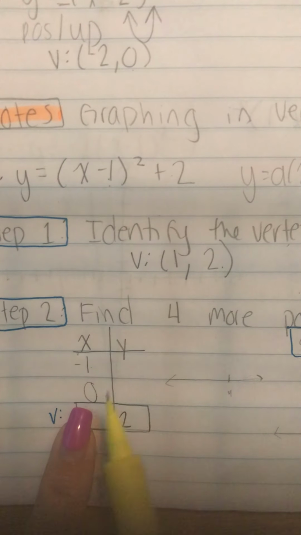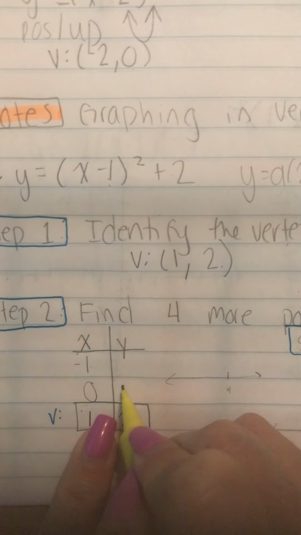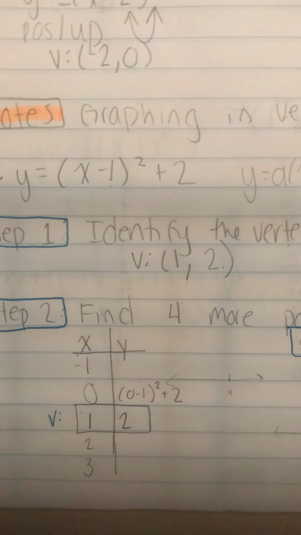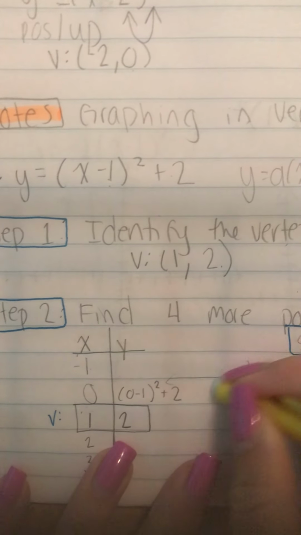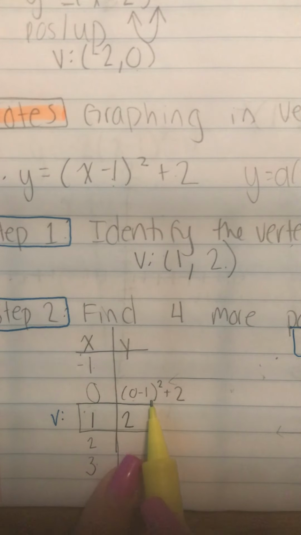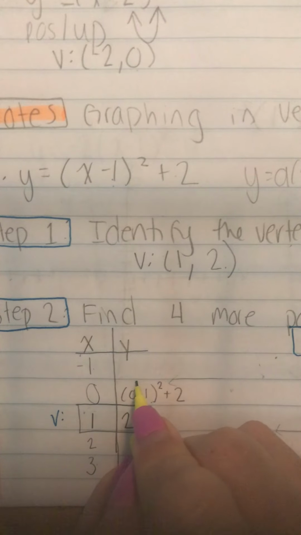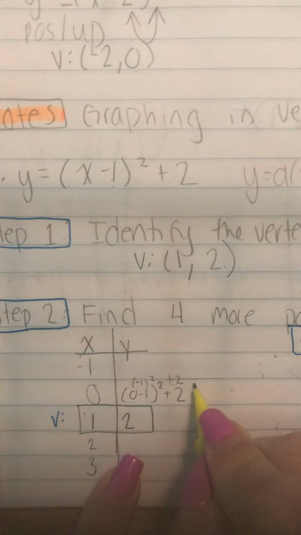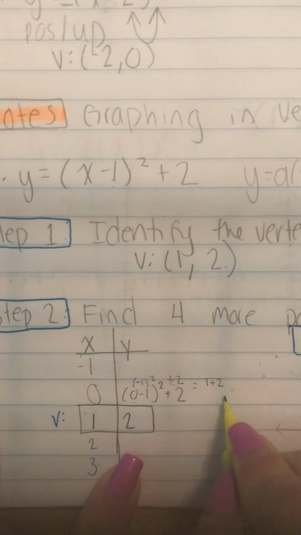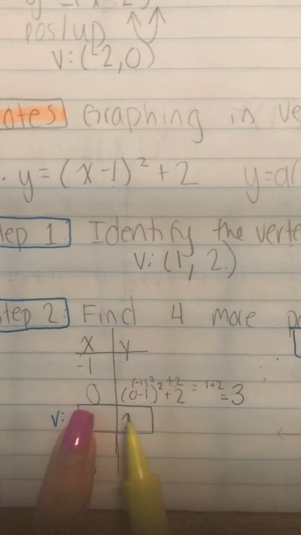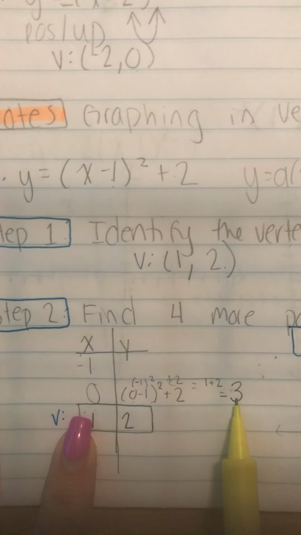So if I start with 0, I have to write it out. (0 - 1) squared + 2. Now that's my original problem. So now I have to actually do it. What's 0 minus 1? Hopefully you said -1. What's -1 squared? So we get 1 plus 2, so my final number is 3. So my coordinate is 0, 3.